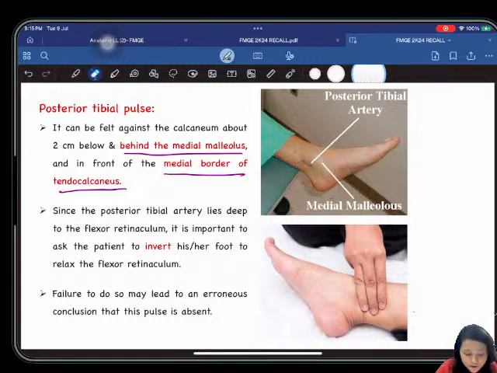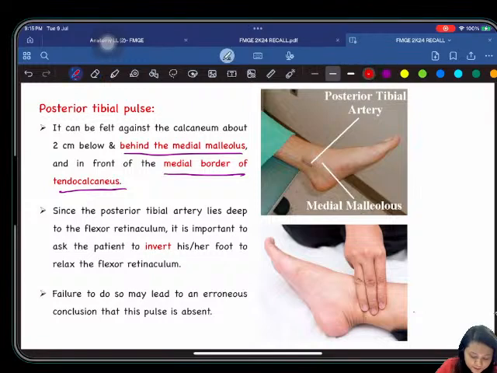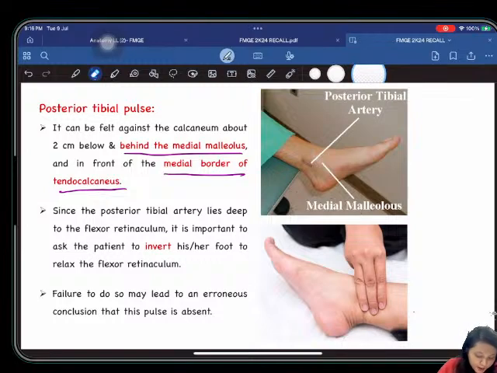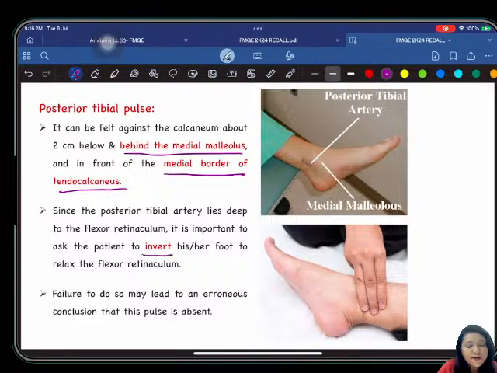So this is, again you can see here, this is the medial malleolus, behind the medial malleolus and between the posterior टेंडोएक्यूलिस. Here you will get the artery, that is the posterior tibial artery. So, and you will ask the patient to invert his leg. So next time the question might come on the position also. So you will ask the patient to invert his leg while observing the posterior tibial artery pulse.